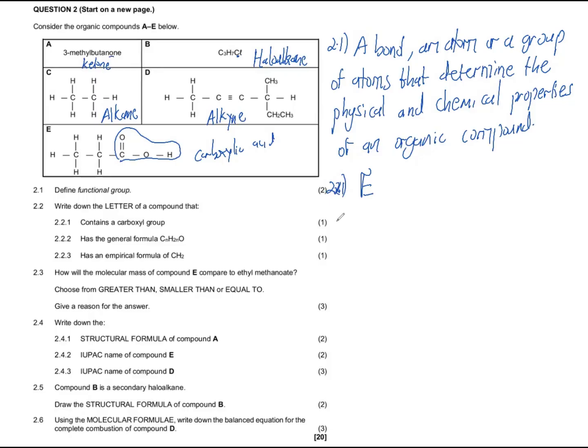So 2.2.1, 2.2.2 has the general formula CnH2n and then O, right? Now we know the one that contains that O. Obviously, it has to be what? A ketone, right? And then 2.2.3 has an empirical formula of CH2.